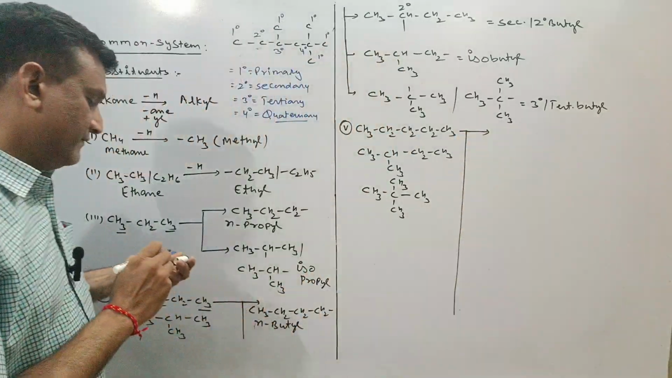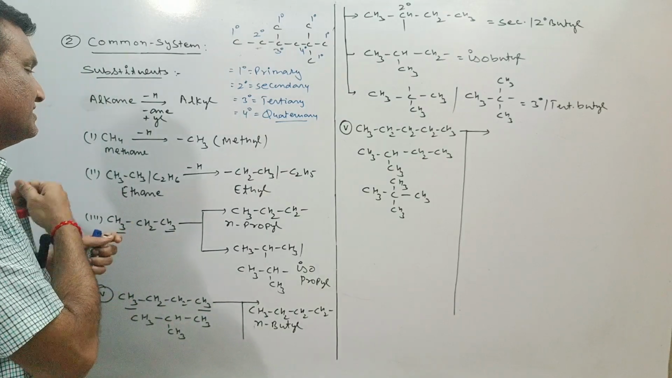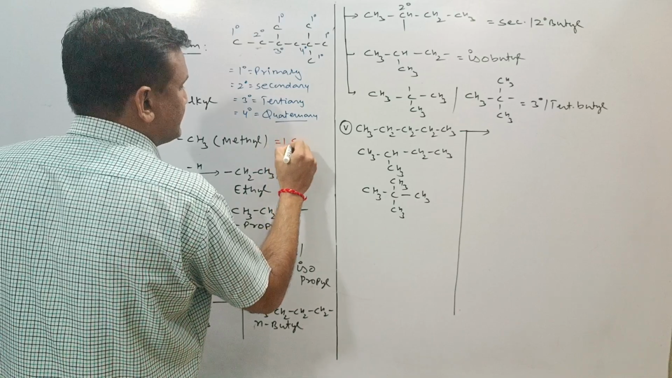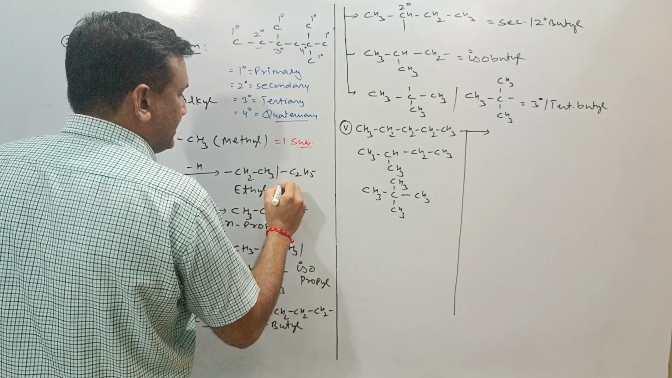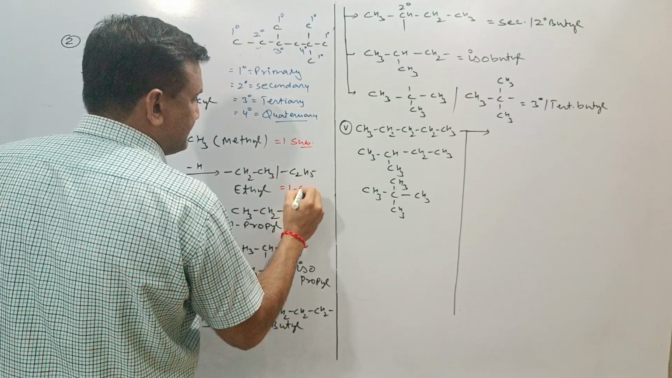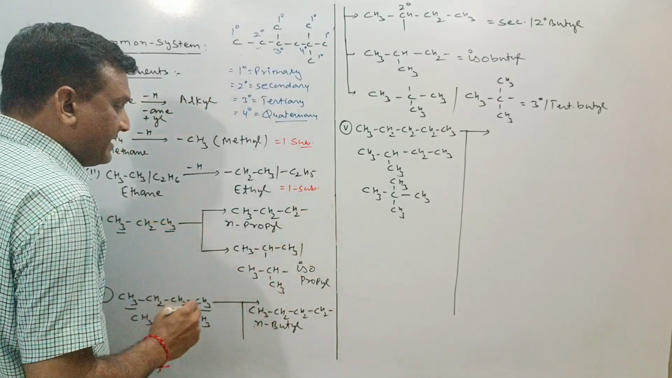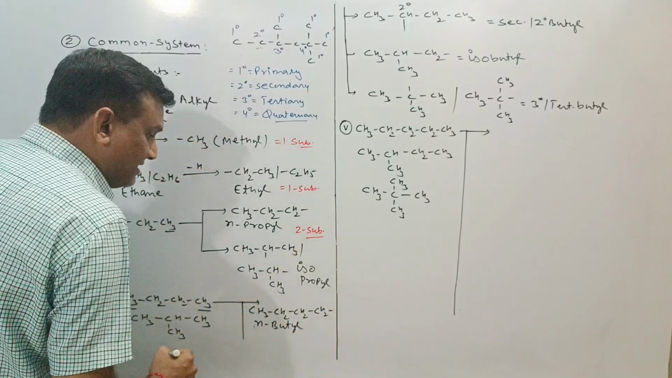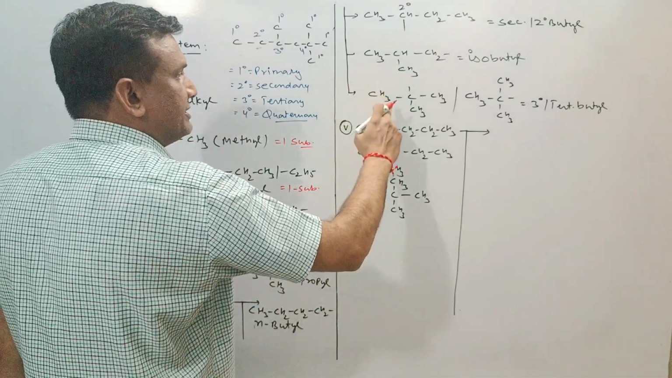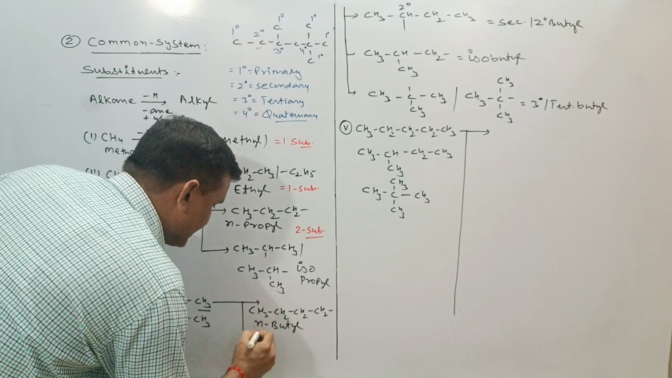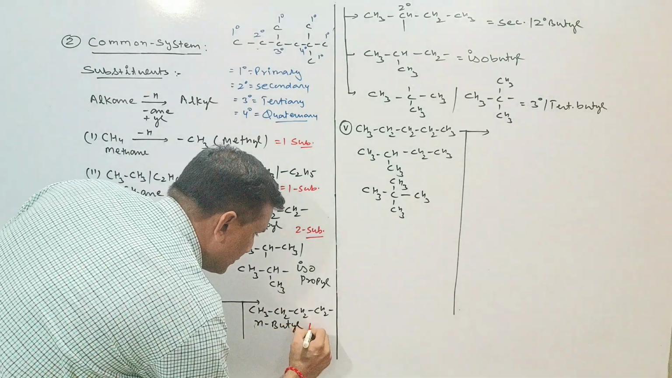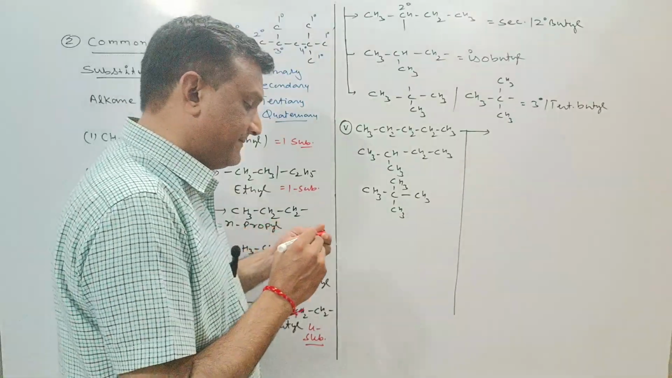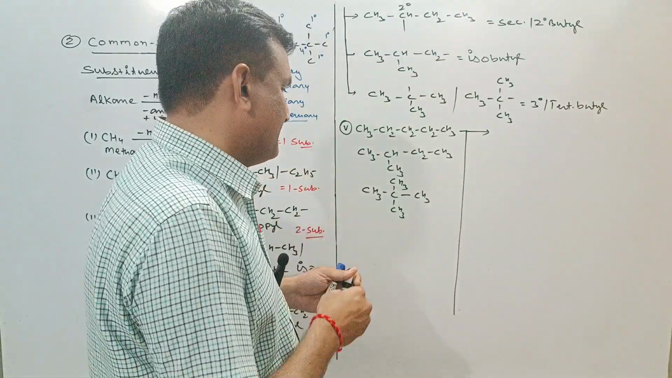If you go with methane, then it will be one substituent. For ethane, it will also be one substituent. For propane, it will be 2 substituents. For butane, it will be 1, 2, 3 and 4 substituents. So we can say here will be formation of 4 substituents. You have to learn how many substituents are formed. Now for the 5 carbon atom.